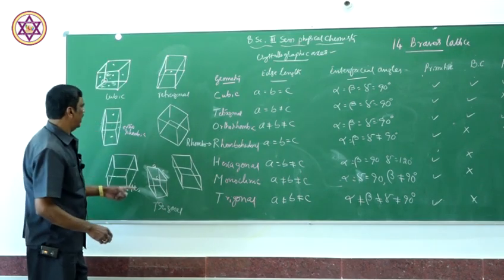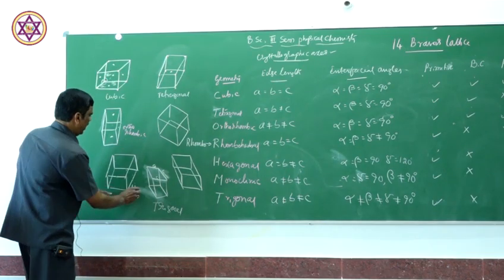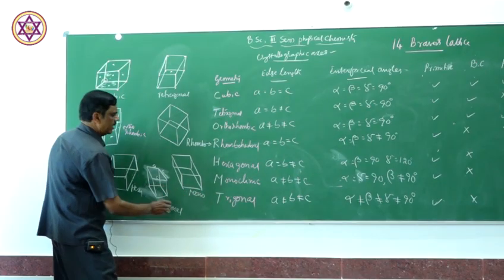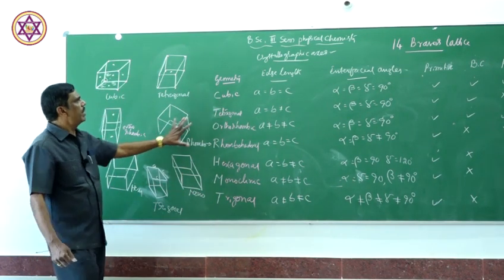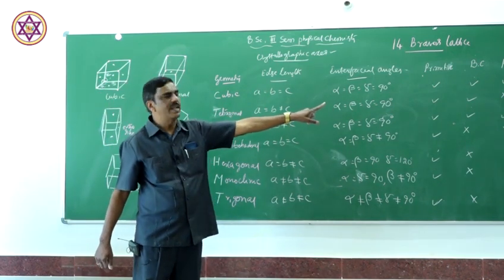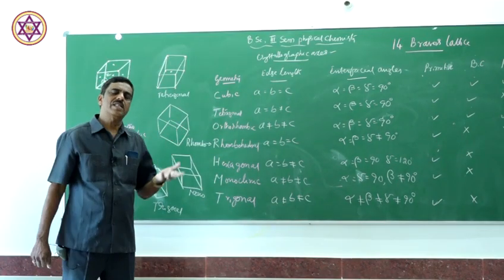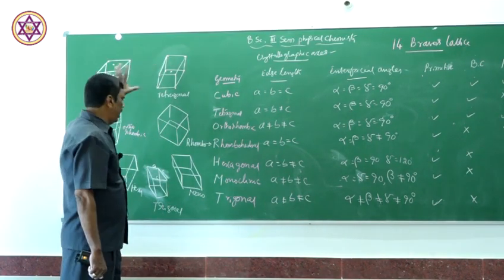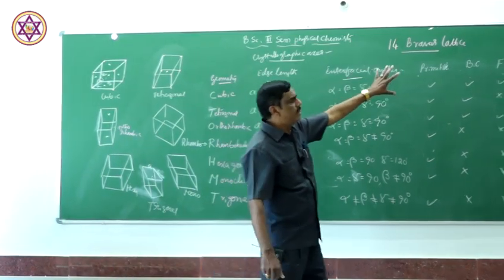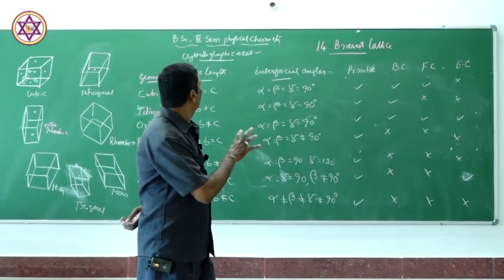So, we can write different geometries: cubic, tetragonal, orthorhombic, rhombohedral, hexagonal, monoclinic and trigonal. Like this, 7 geometrical shapes we can write. In these 7 geometrical shapes, 14 Bravais lattices are possible. So, different crystals, whether they are metallic crystals or ionic crystals, exist only within these 7 geometrical shapes and within these 14 Bravais lattices. So, this is about the crystallographic axis.